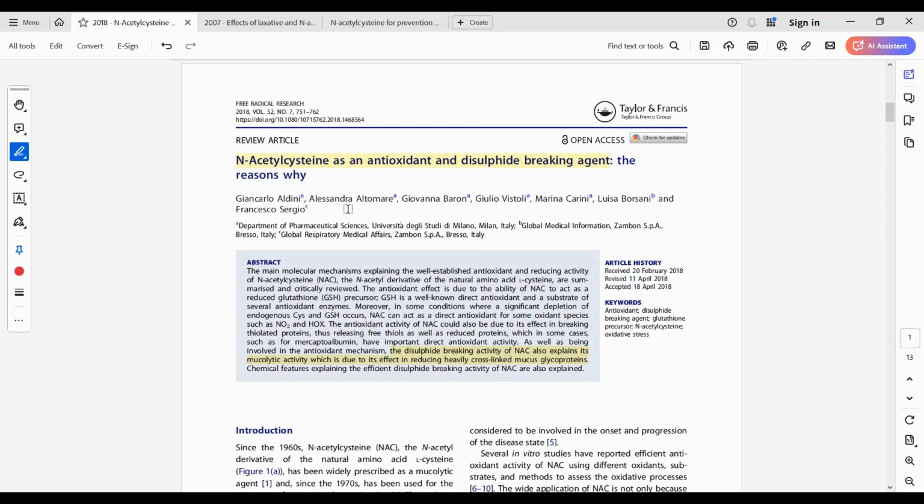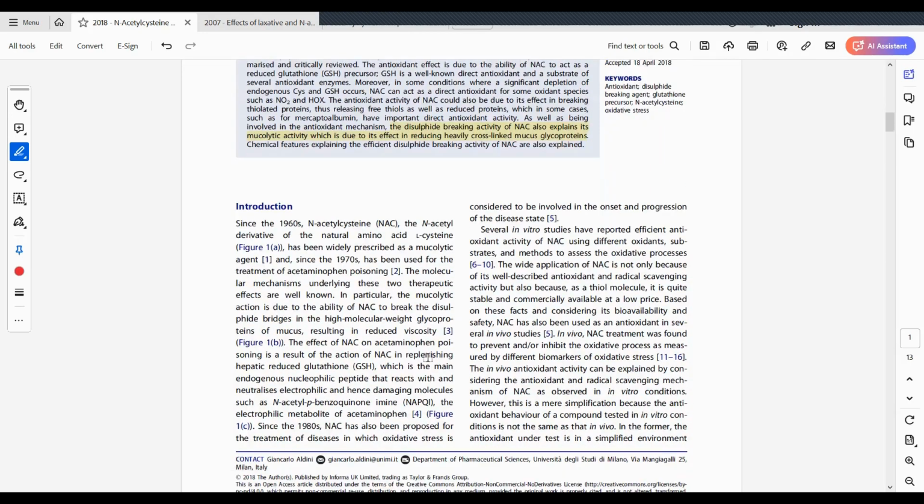So we'll start with this one from 2018 from the Journal of Free Radical Research. Again, it's entitled NAC as an antioxidant and disulfide breaking agent. The mucolytic activity of NAC is that it breaks what are called disulfide bonds in the mucus. And we're going to get there momentarily.